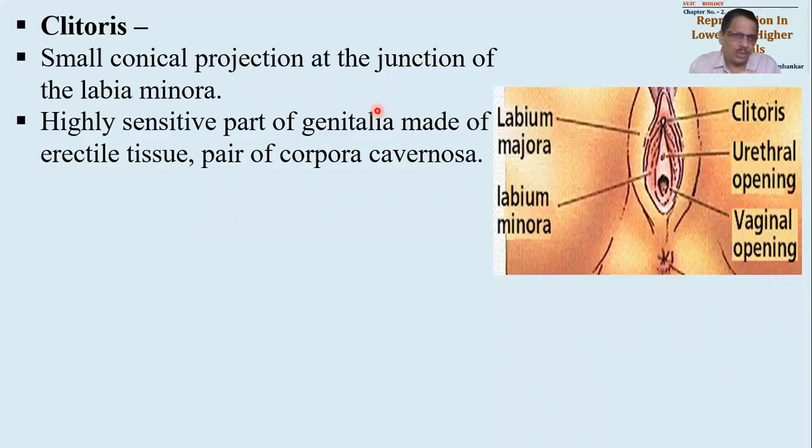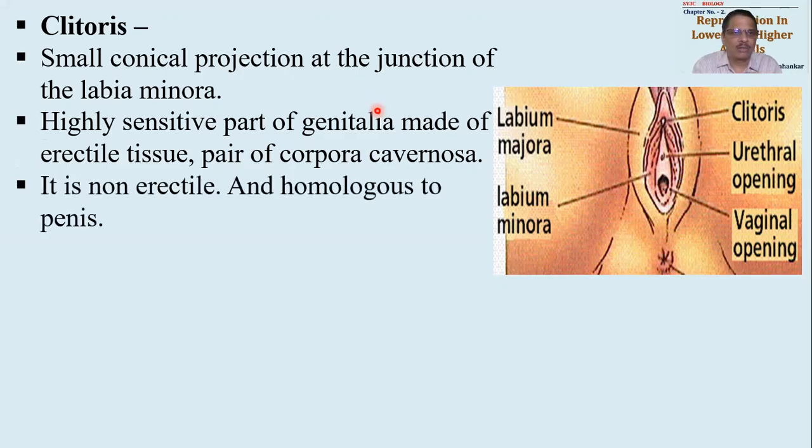And this gets converted into clitoris. So clitoris is a similar organ or part which is made up of same type of tissue, that is erectile tissue, like that of penis. Okay, and having corpora cavernosa type of muscles present in it. This is, as I told you, made up of erectile tissue, but it is non-erectile.